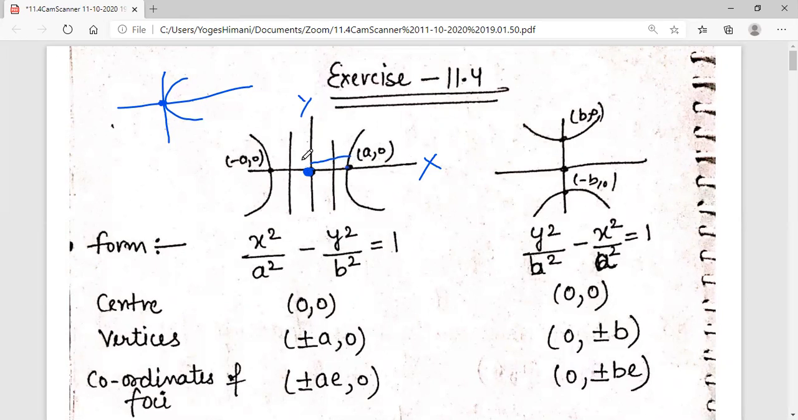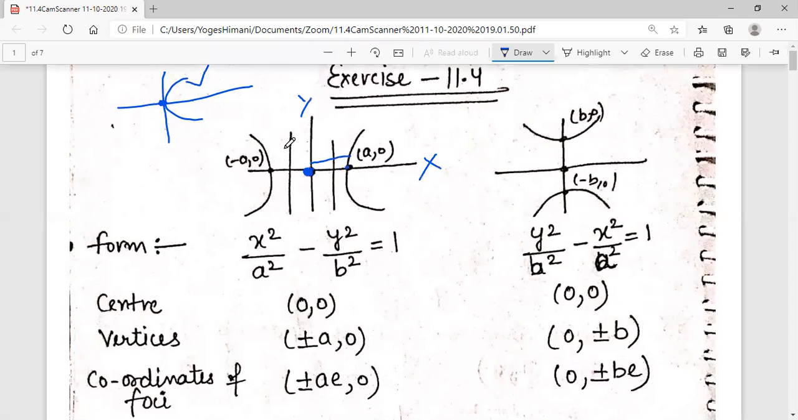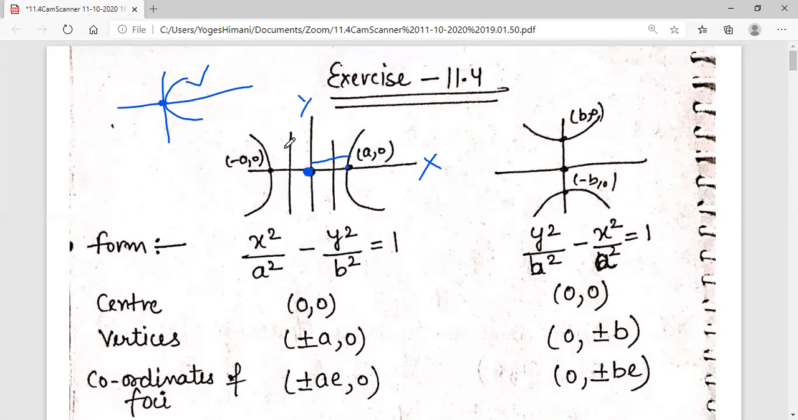A. Same, if you have to draw a hyperbola, then you will draw both the sides. In a parabola, you were drawing on one side, right hand side or left hand side. Here you are drawing on both the sides. This is your hyperbola. Then there are two forms.